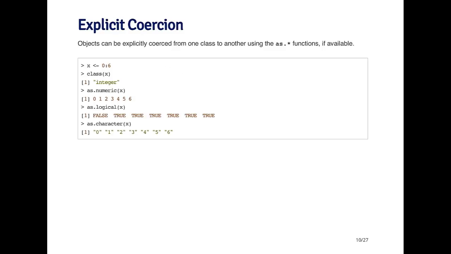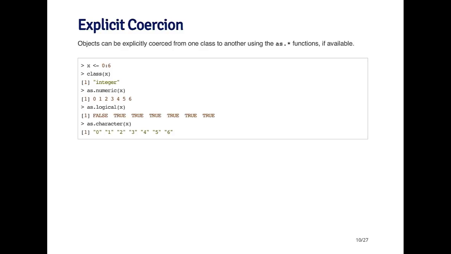In the previous slide we talked about implicit coercion that occurs behind the scenes, but you can explicitly coerce objects from one class to another using functions that usually start with the word as. For example, if you want to convert something to a numeric, you can use a function called as.numeric. And if you want to convert something into character, you can use as.character. Now, if you apply as.numeric to a numeric vector, nothing will happen.